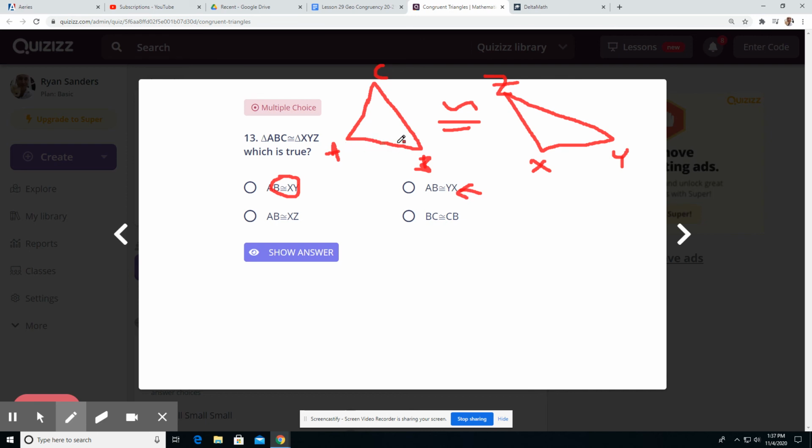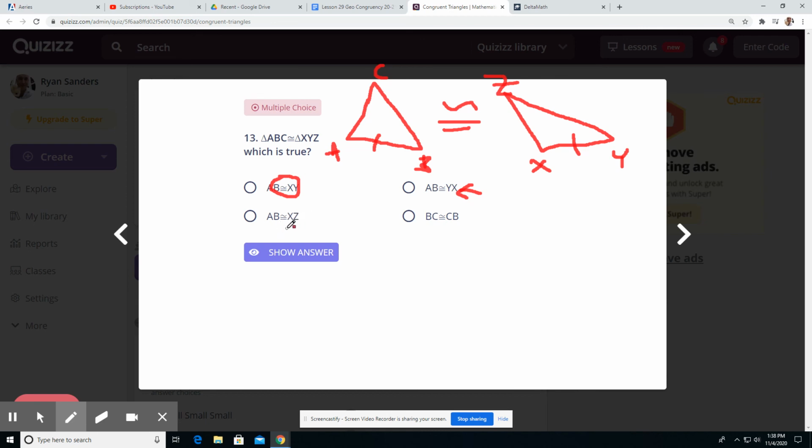So AB is this line. XY is this side. Those sides match. Are those sides congruent? Yes. YX is the same thing as XY. So I really don't like it when they're switching the orders on these. So it looks like that's the one they want because it has exactly the same order. But I think this is true also. So just keep in mind that order usually does not matter. But in this, they're just focusing on it.